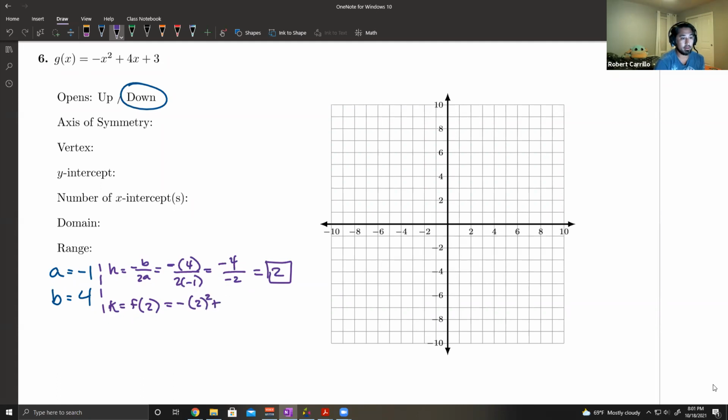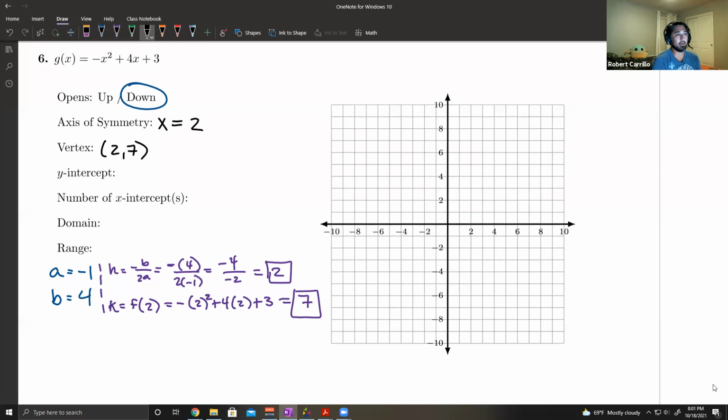-2 squared plus 4 times 2 plus 3. And that is -4 plus 8, which is 4. And 4 plus 3 gives me 7. There's our vertex: 2, 7, which means you have the axis of symmetry as well at x equals 2.